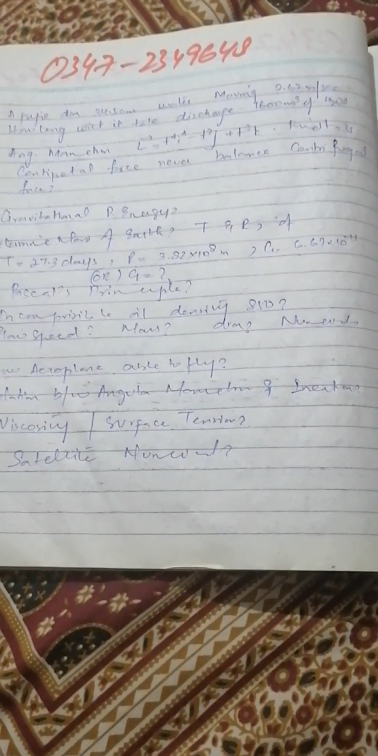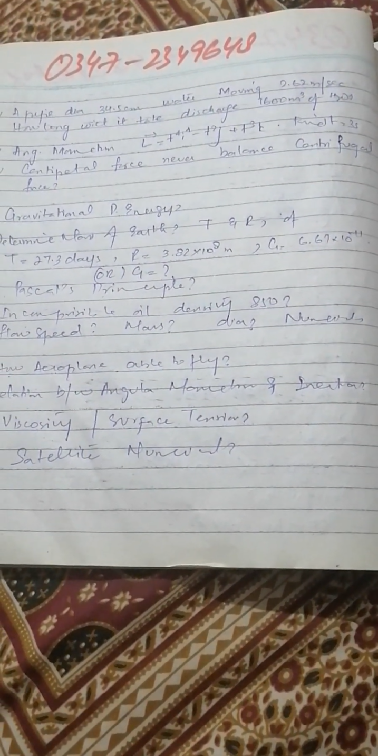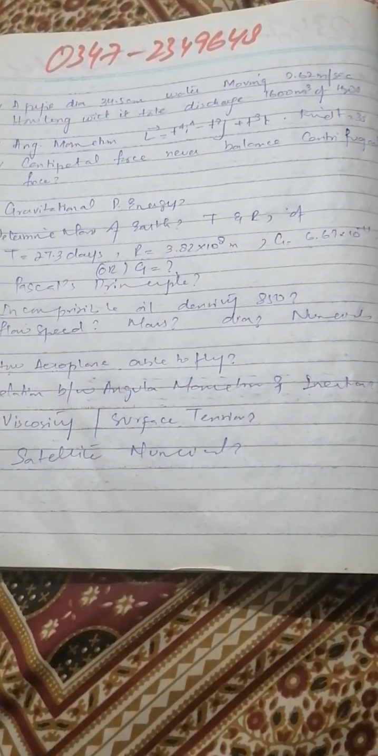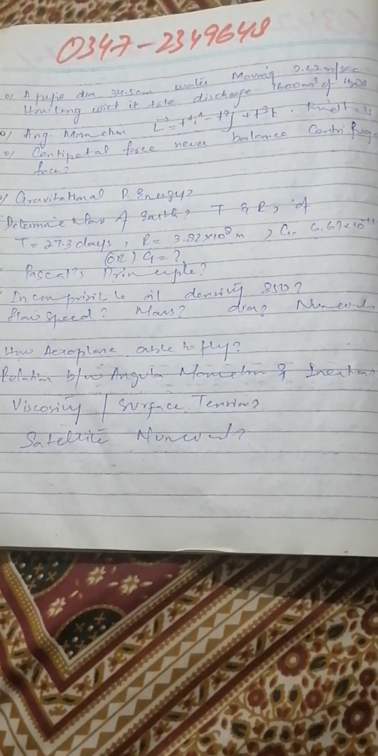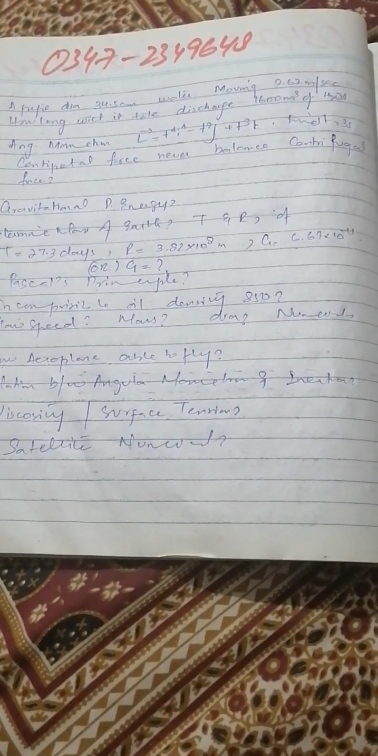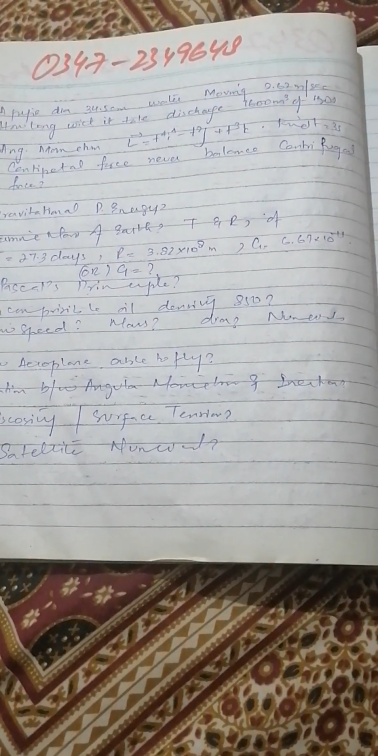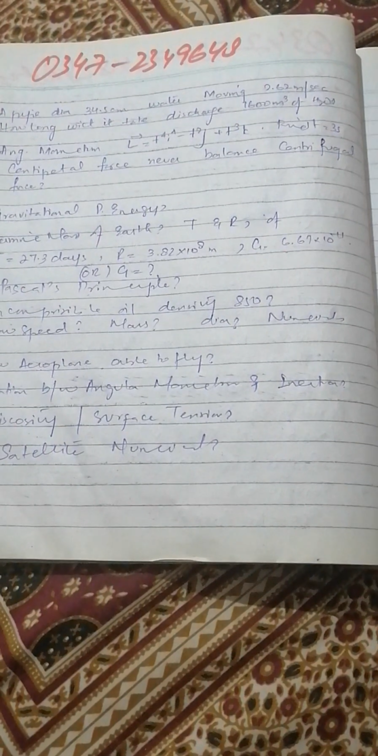Okay. Centripetal force never balances centrifugal force. Why? Gravitational potential energy, determine the mass of the earth. This is a very important question, where you have to mention T and R. T is the time in days, and R is the radius of the earth, and G is the value of gravitational force, where you have to find the mass of the earth.